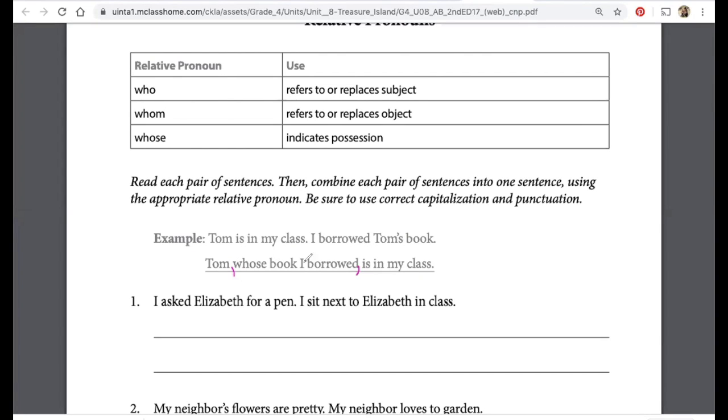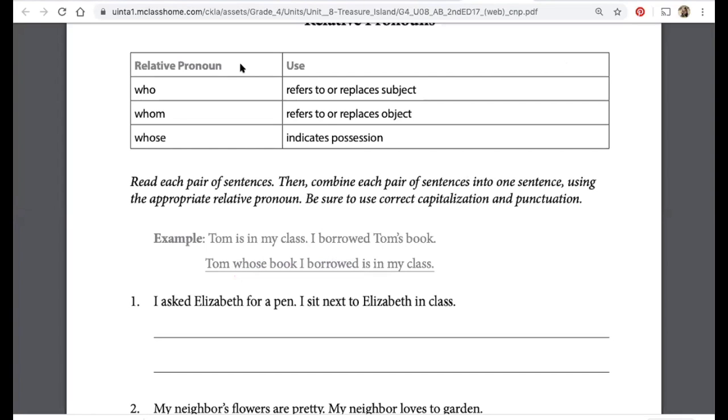I like adding commas here. Really, if I had a comma at the beginning and at the end of this phrase, I could literally take this entire phrase out and the sentence would still work. Tom is in my class. Okay, so if you're adding something to a sentence, sometimes you have to add some commas for it to make more sense.